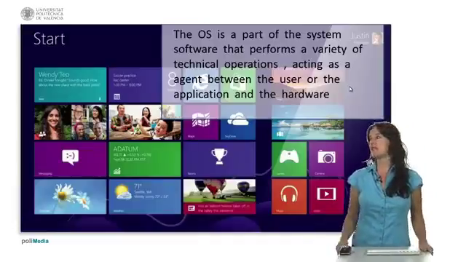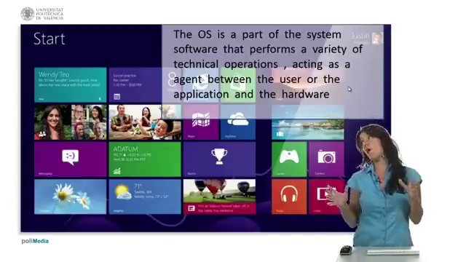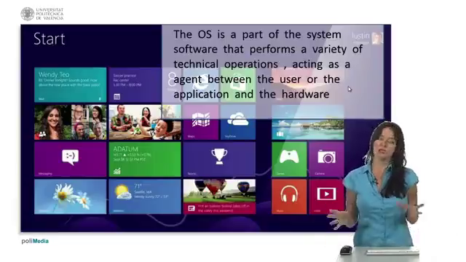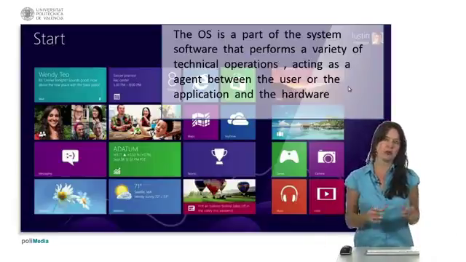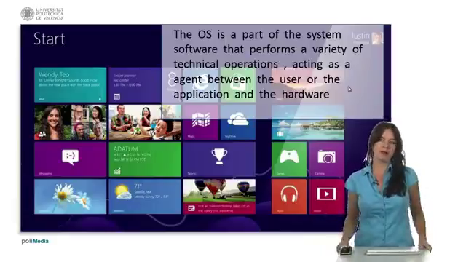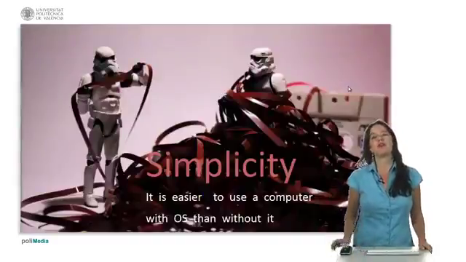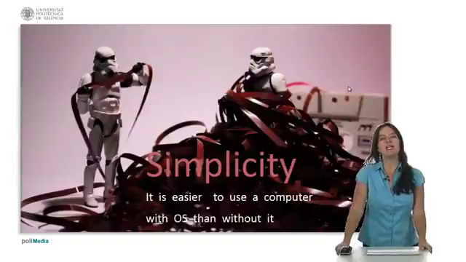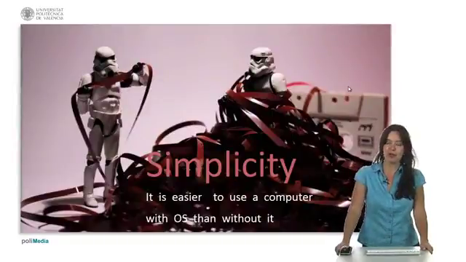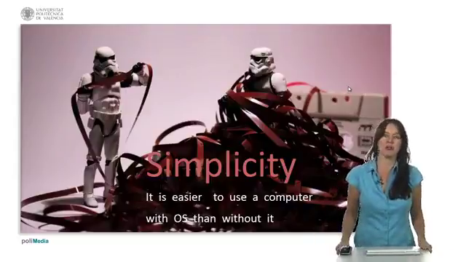As we have said, an operating system is part of the system software. It performs a variety of technical operations, and in this way it acts as an agent between the user of an application and its hardware. Let's see why we need them. What are features of operating systems? First of all, we need an operating system for simplicity. It simplifies access to files and hardware, and it makes using and making applications simpler.